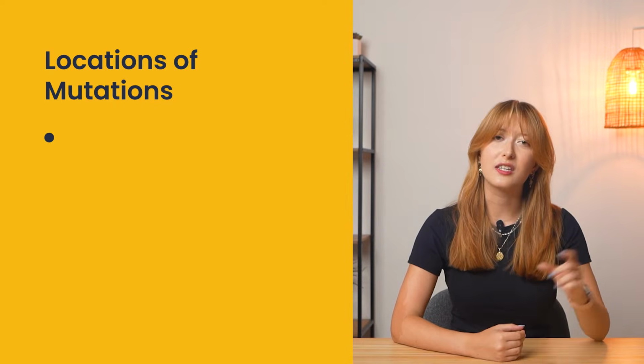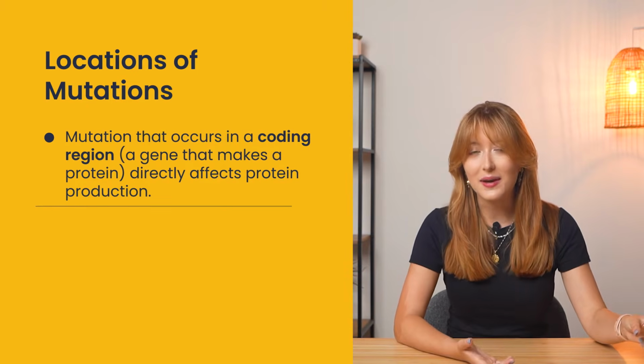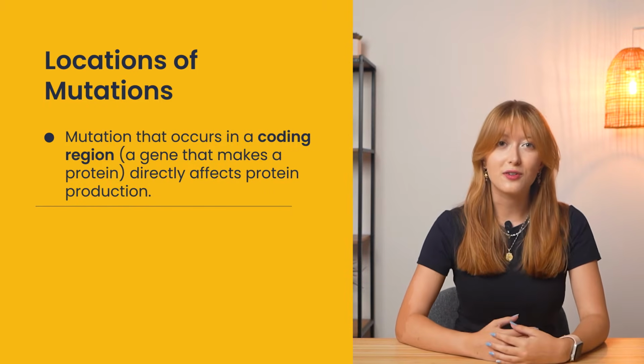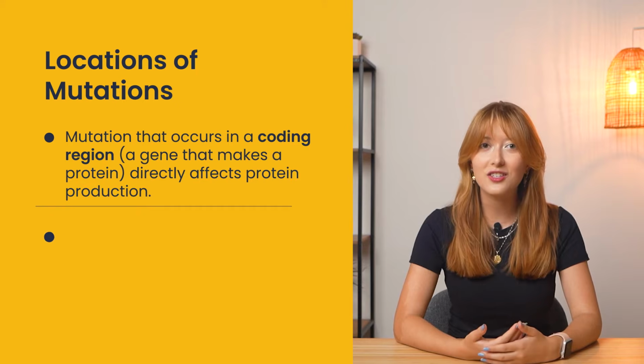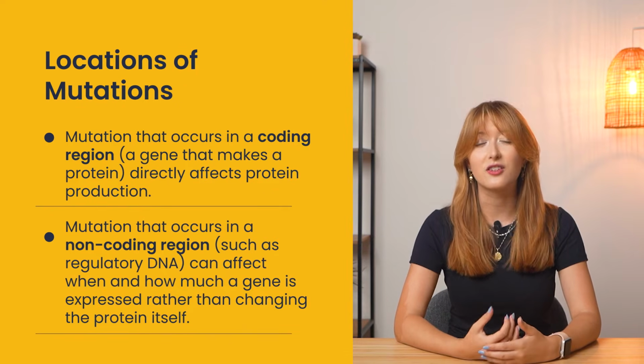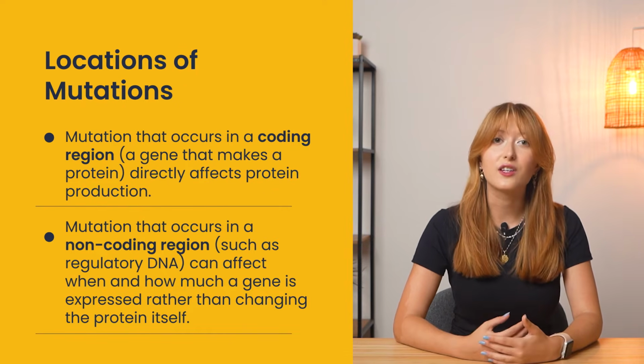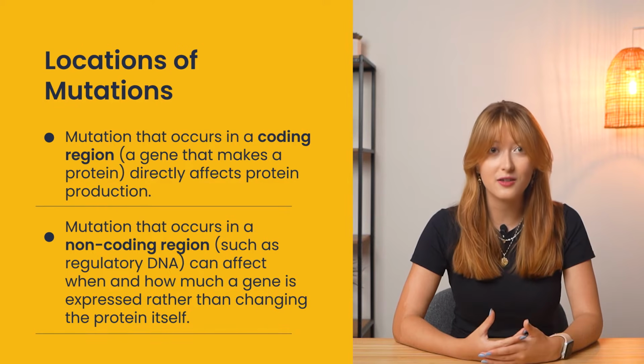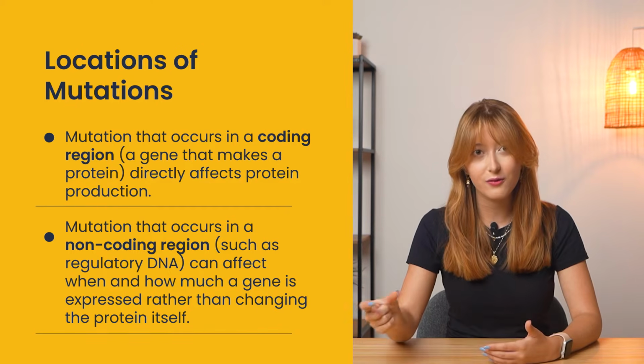If a mutation occurs in a coding region, which is a gene that makes a protein, it directly affects protein production. However, if a mutation occurs in a non-coding region, such as regulatory DNA, it can affect where and how much a gene is expressed rather than changing the protein itself. This explains why some mutations have no effect at all, while others can lead to life-threatening conditions. It also highlights why scientists are increasingly interested in editing or repairing mutations using genetic technologies like CRISPR.